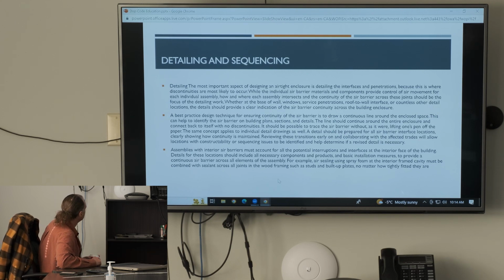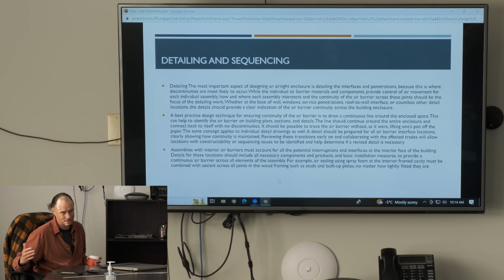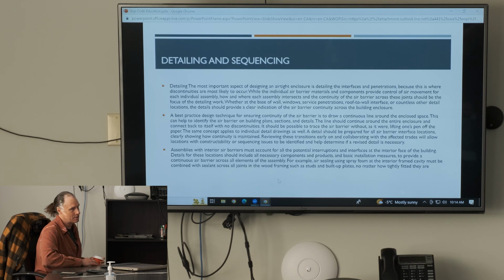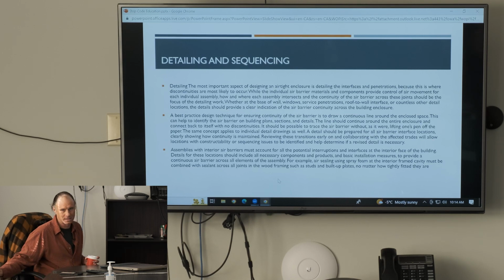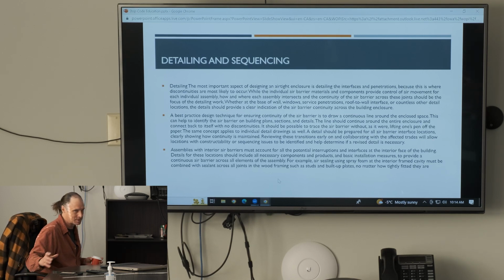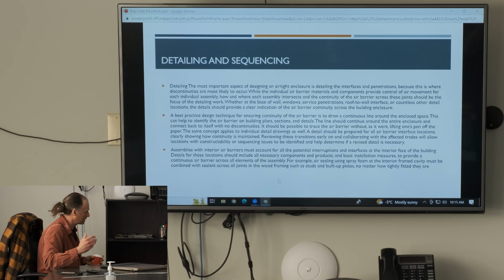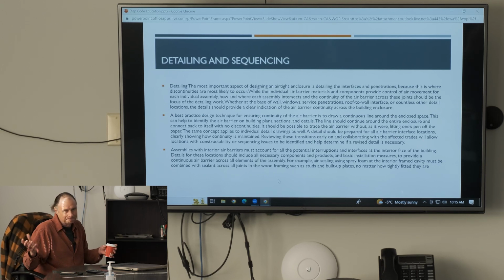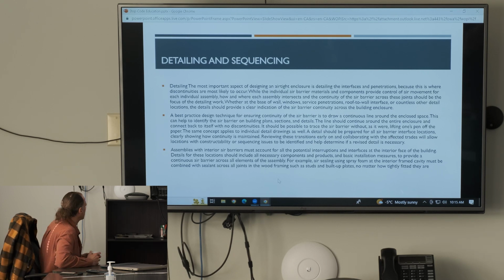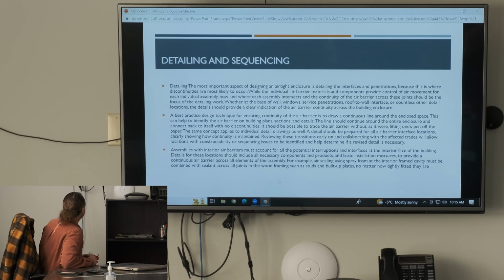While the individual air barrier materials and components provide control of air movement for each individual assembly, how and where each assembly intersects, and the continuity of the air barrier across these joints, should be the focus of the detailing work. This is hard sometimes to translate to the different trades on the site. You could assemble an amazing continuous air barrier, and then all of a sudden maybe an electrician or a plumber comes along and starts poking holes in the interface, and they weren't consulted on how to seal those penetrations properly and make it continuous with the air barrier.